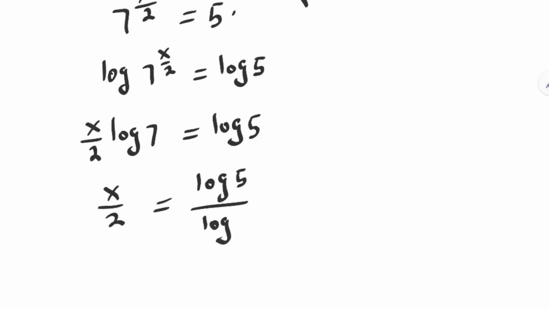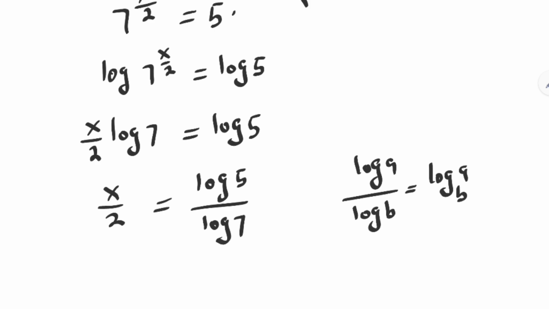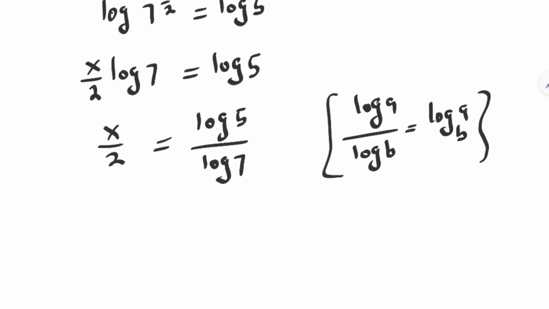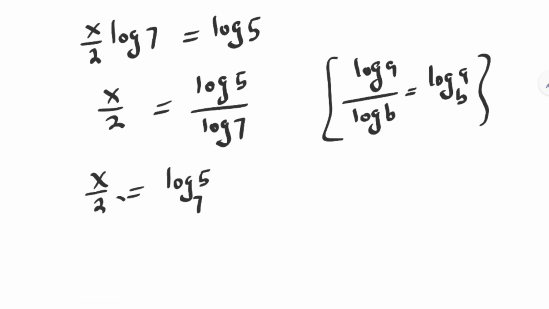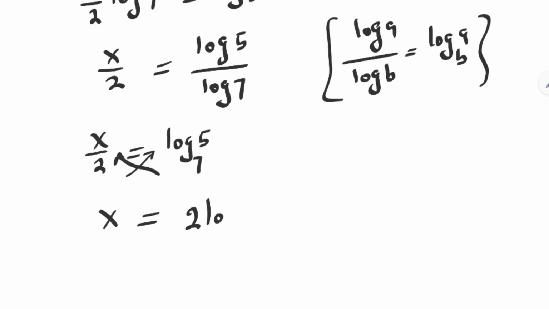over log 7. Now, if you have log a over log b, this is equal to log a base b. s over 2 is equal to log 5 base 7. Then if you cross multiply here, s is equal to 2 log 5 base 7. This is the final answer.